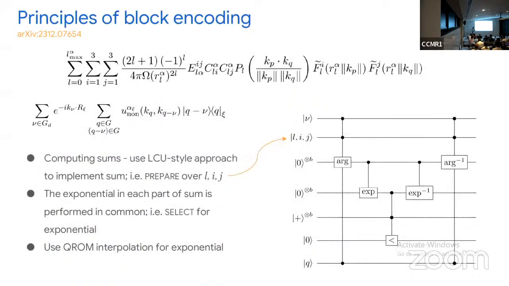So in this block encoding, what we can do is compute what the argument of the exponential needs to be, and then we do this coherent evaluation of the exponential. So that's really the hardest function to evaluate here. Everything else is just additions and multiplications.